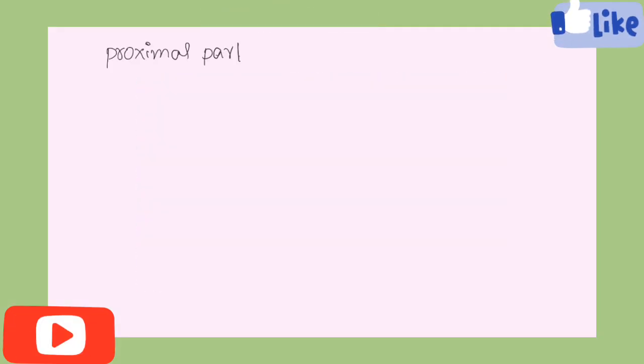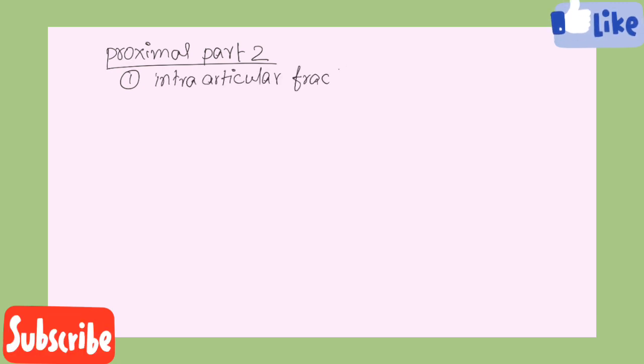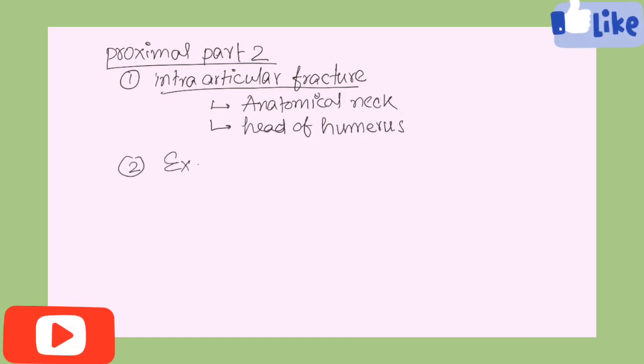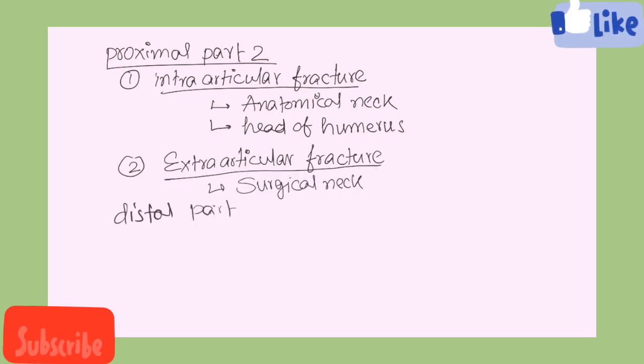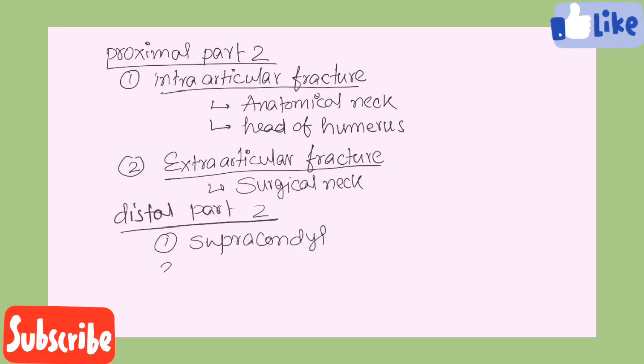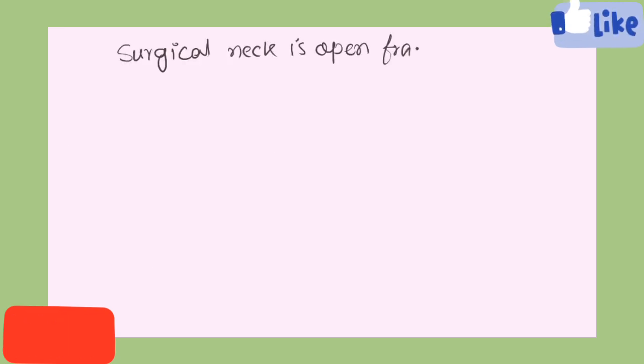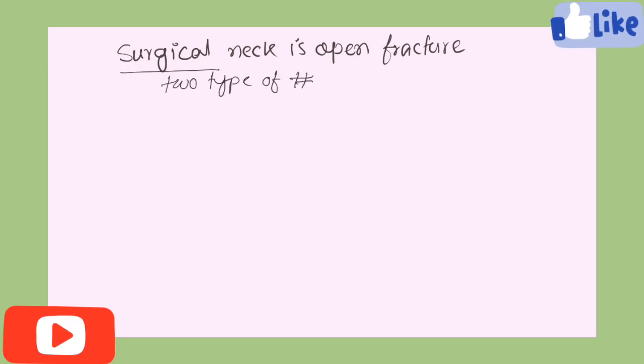The proximal part, two parts: the intra-articular fracture, at the anatomical neck and head of the humerus, and the extra-articular fracture, the surgical neck fracture. The distal part, two parts: supracondylar and infracondylar. The surgical neck fracture has two types.